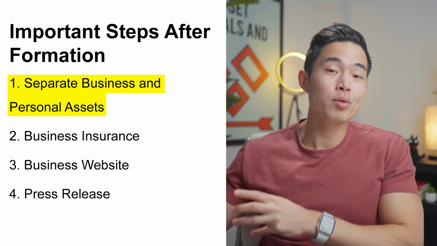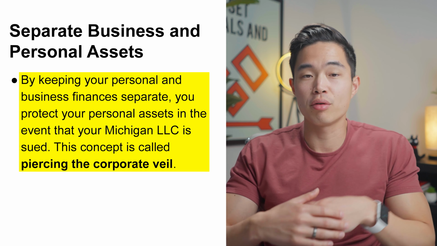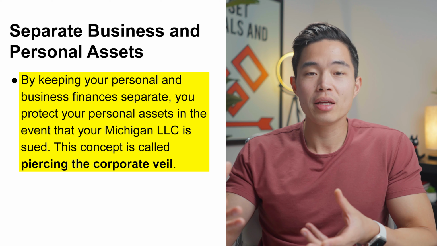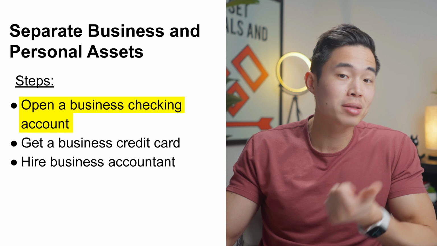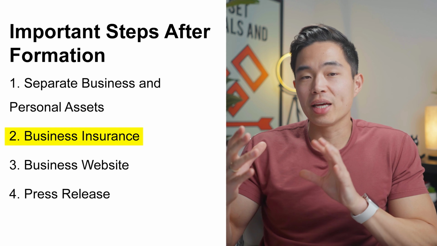The first is that you definitely want to keep your business and personal assets separate. If you don't do this, then you're going to pierce the corporate veil. And when that happens, if people actually sue your company, they can actually come after your personal assets. So to remedy this, you'll definitely want to get a business checking account, get a business credit card, and also hire an accountant. You also may need to get business insurance.